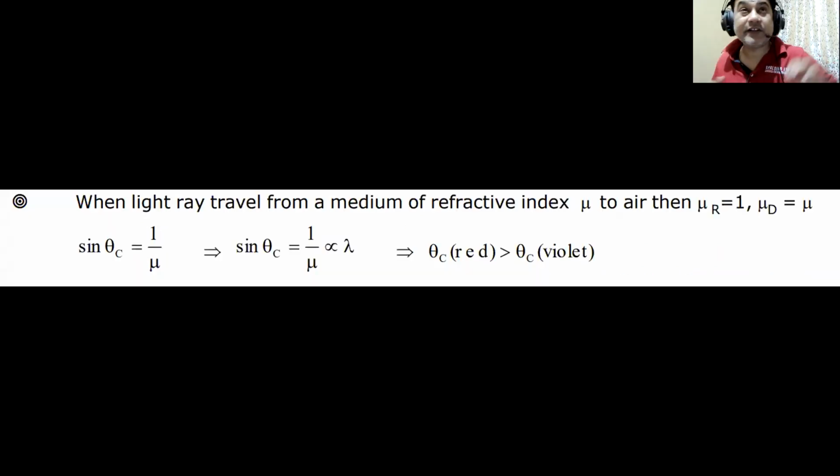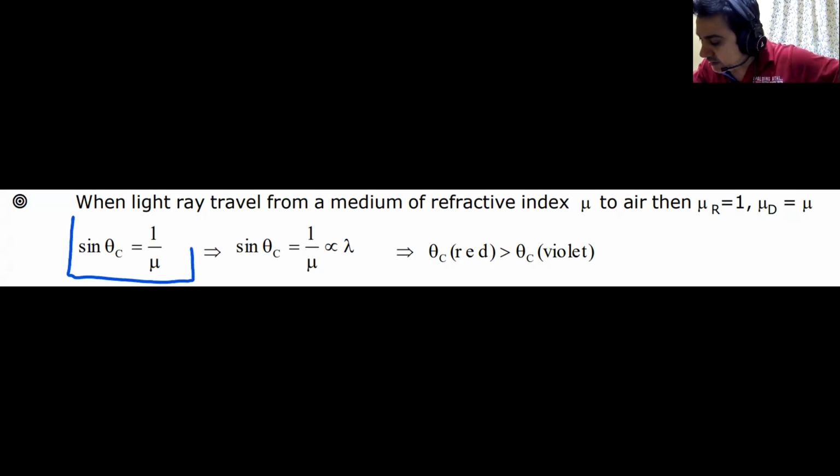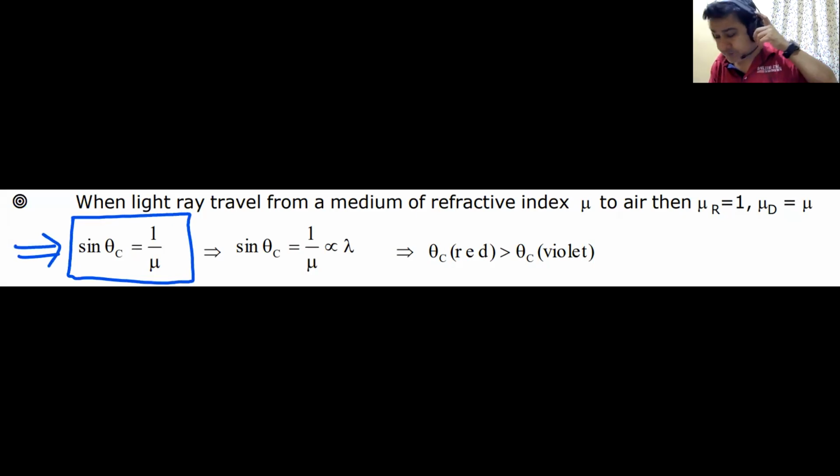Well, then comes the next heading. What is the relation between critical angle and refractive index? Sine of critical angle is 1 by mu. Never forget this.